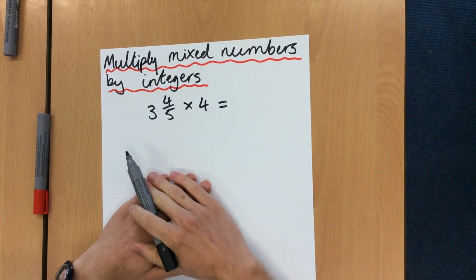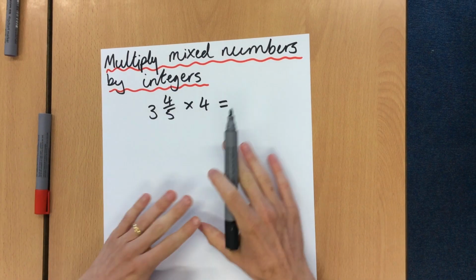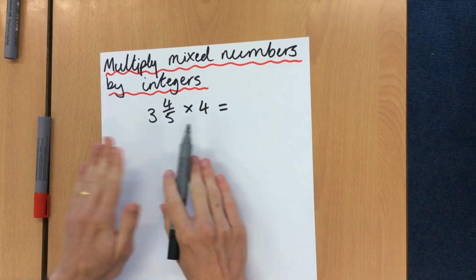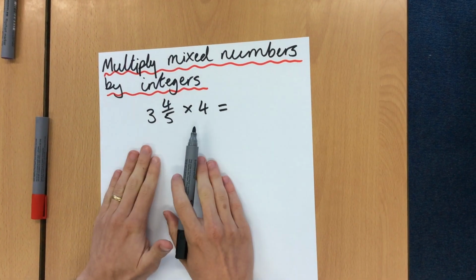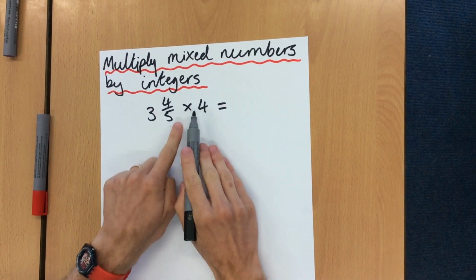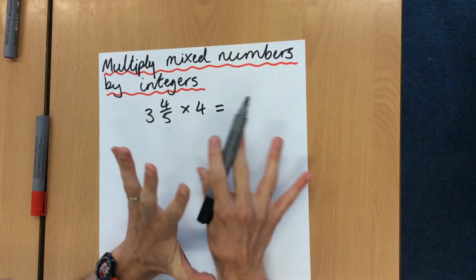Now for today's how-to guide, I'm going to be showing you an example of how to multiply mixed numbers by integers. Okay, so it's going to be one modelled example. So first of all, this is the calculation we're going to be exploring today. The calculation is 3 4/5 multiplied by 4 equals something, okay?